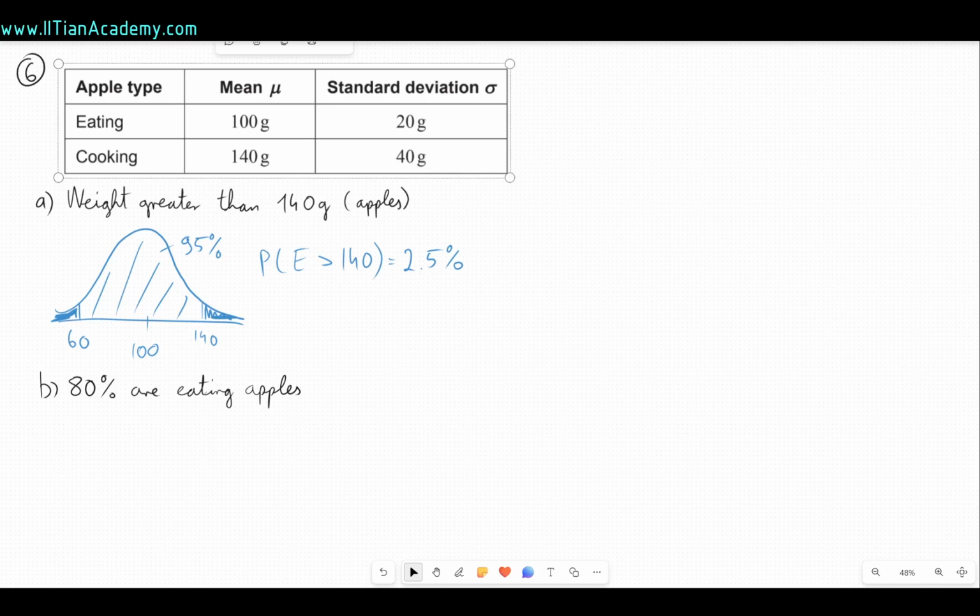So in part B, we are told that the farmer grows a large number of apples, 80% of which are eating apples. Both types are picked randomly and are mixed together in this cleaning machine. And we're told that after cleaning, the machine separates the apples that have a weight larger than 140 grams into a separate container. And we select a random apple from that container, and we need to find the probability that it is an eating apple.